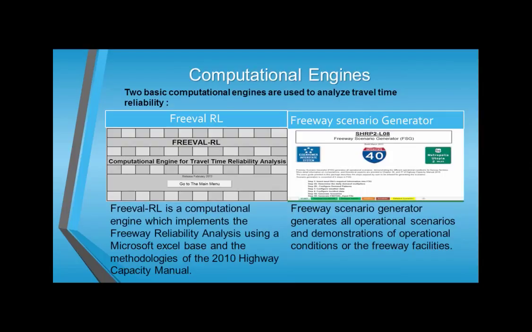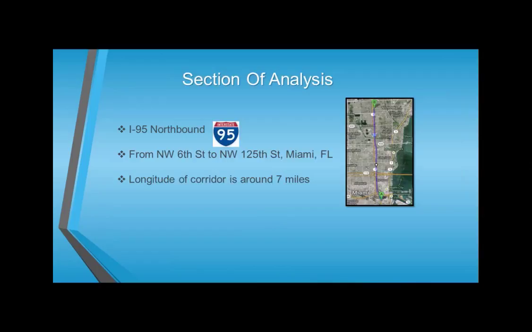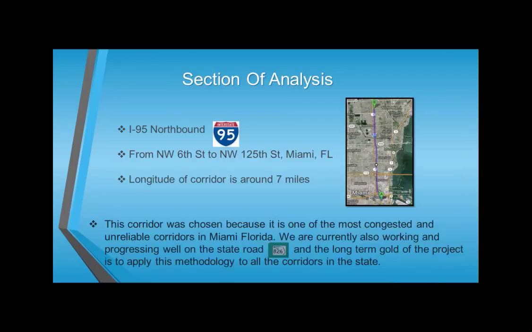the vehicle demand fluctuation. For our analysis, we chose to analyze the corridor of I-95, which extends from Northwest 6th Street to Northwest 125th Street, which is about 7 miles. And we decided to work with this corridor because it is one of the most congested and most unreliable corridors that we have in Miami. But we are also working and progressing well in State Road 826. And the future goal for the project is to be able to apply the same methodology to all the corridors of the state.